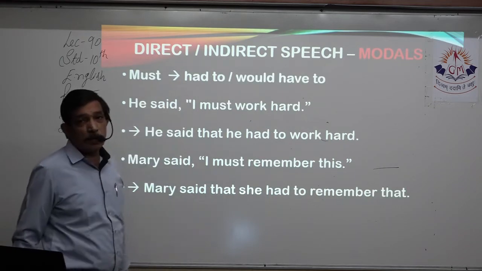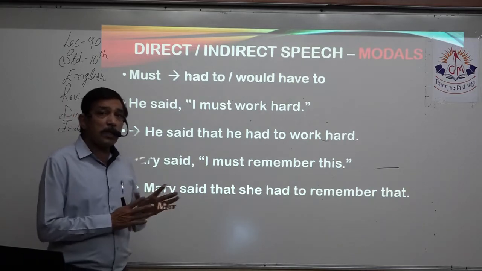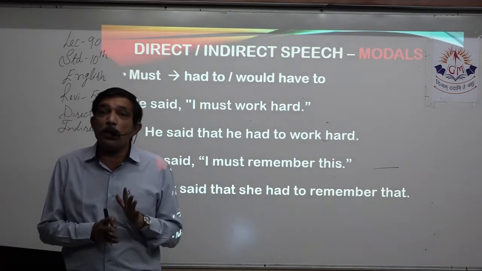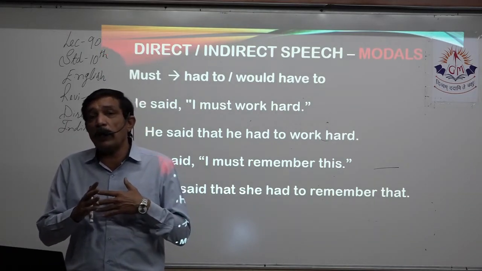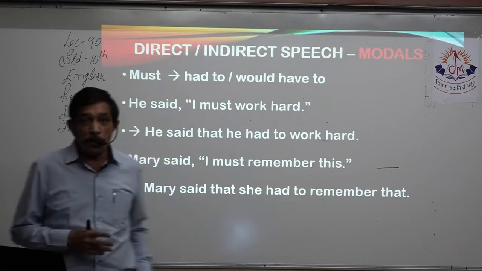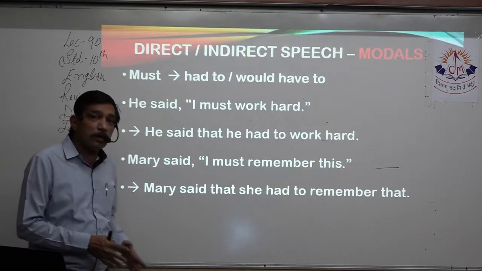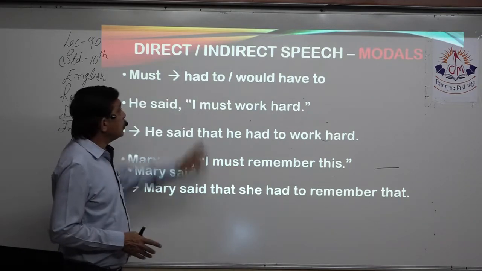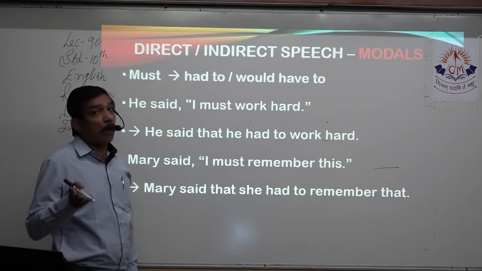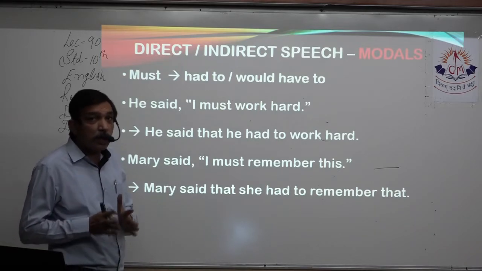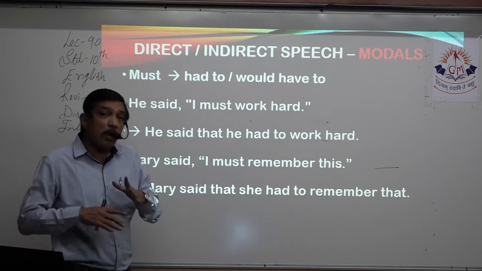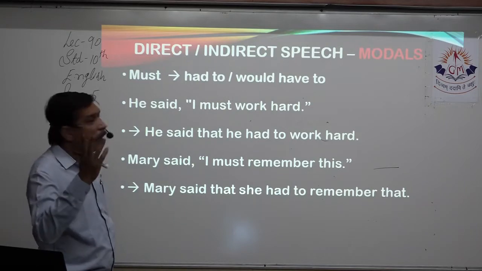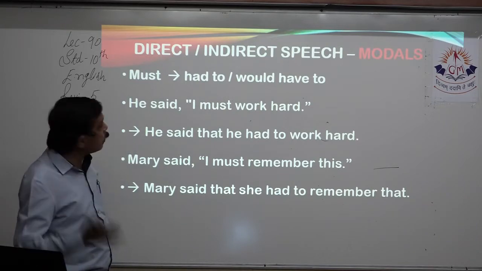Must becomes had to. This is compulsory. Why? Must means compulsory. Yes, I must finish my homework. It's compulsory. Another way of saying must is had to. Yes, I must do this, I had to do this, the meaning is the same. So wherever must is there, we change it to had to or would have to. I must do it shows that you have not yet done it, so another way of expressing must is would have to. So you can alternately use either had to or would have to.